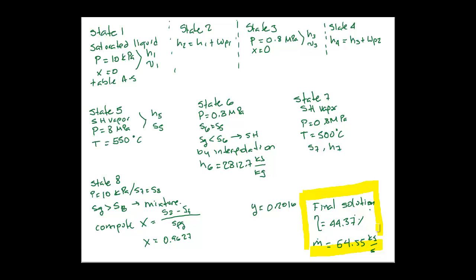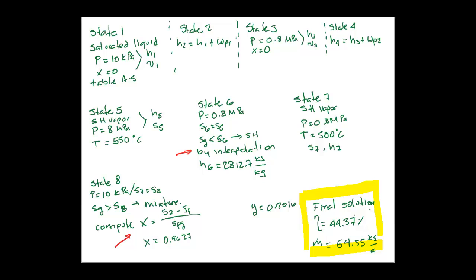So please follow this example, try to do it yourself. You have some of the difficult parts you can do, like the interpolation and the quality. The rest of the properties are very straightforward, and we already have the solution.